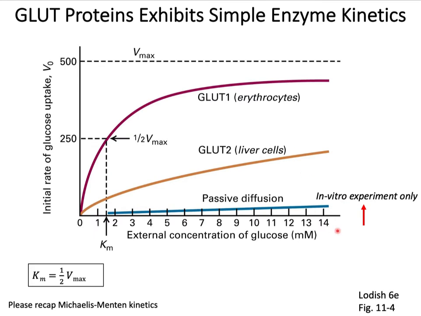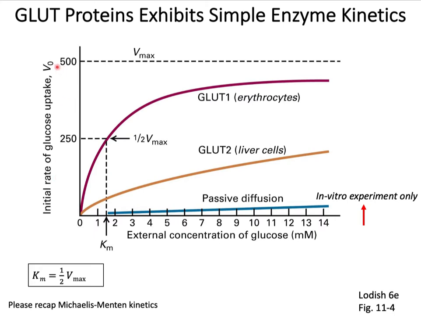Please understand that in physiological conditions, glucose will not be transported into the cell by passive diffusion. It is too large, and the experiment is described only to compare the efficiency of facilitated diffusion. So let's take a look at the experiment in detail. Please refer to the enzyme kinetics and Michaelis-Menten kinetics from the biochemistry prerequisite course material.